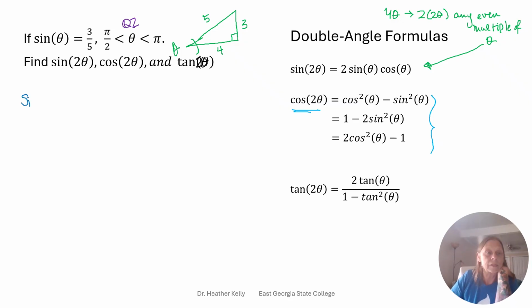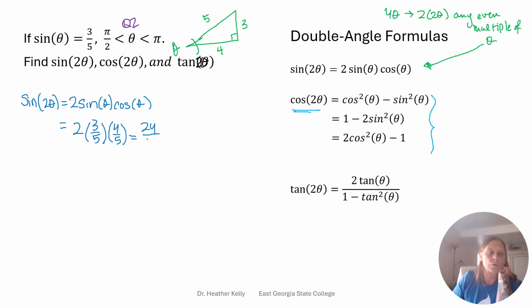So when we look at the sine of 2 theta, that's going to equal 2 times the sine of theta times the cosine of theta. So these are all very much plug and chug situations. So that's 2 times, and the sine of theta is going to be 3/5 times the cosine of theta, which is 4/5. So this is going to give us 6 times 4 is 24/25. Said it, did not write it.